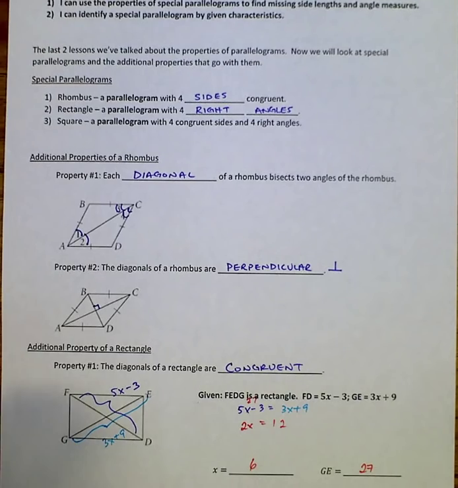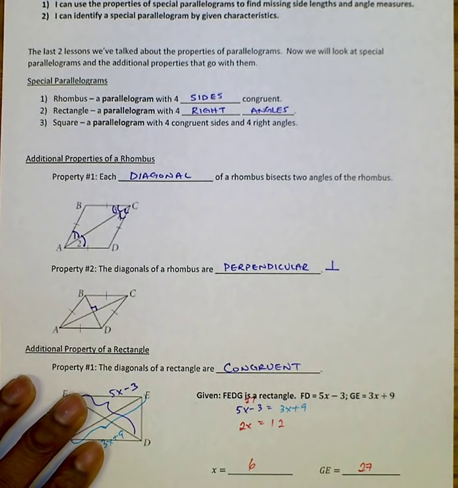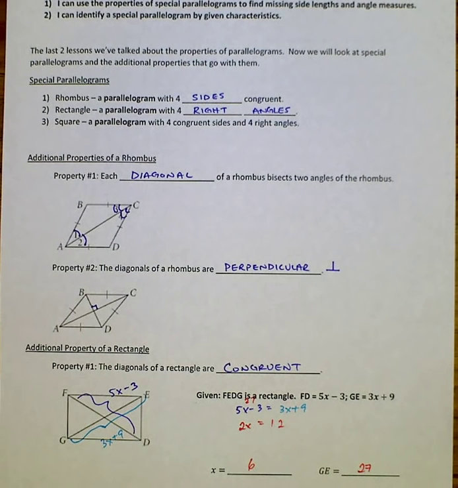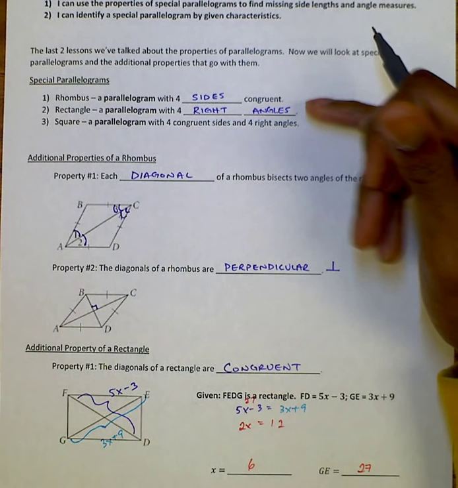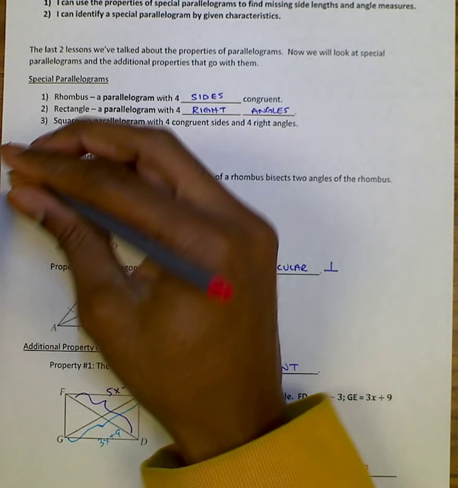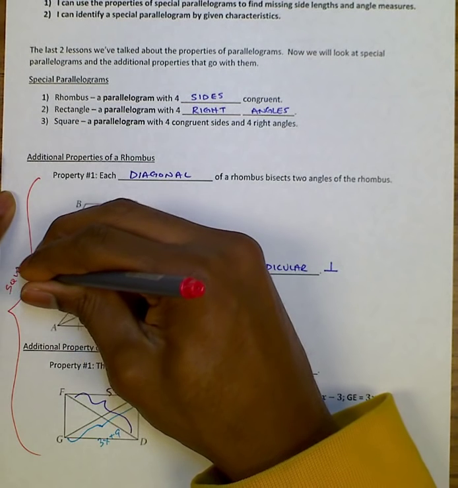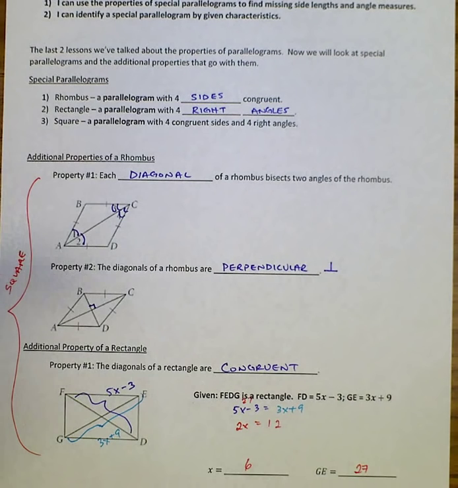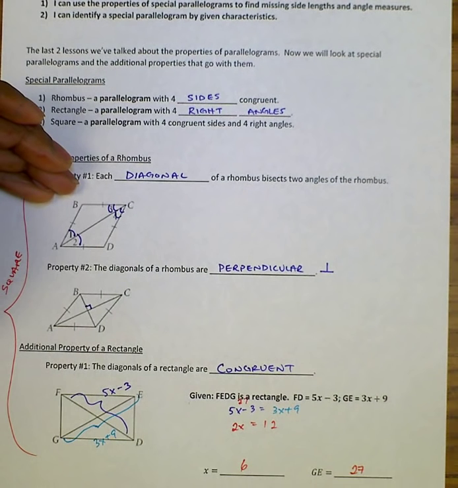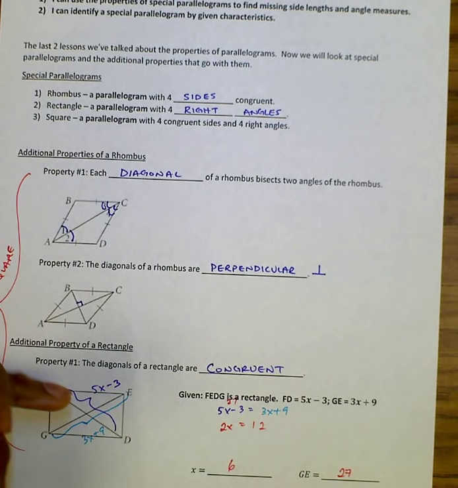Alright, let's talk about this really quick. You'll notice that we didn't really stop and give square its own section. When we talk about these special parallelograms, notice that a square has the properties of a rhombus and a rectangle. And so in a square, all these will be true. Each diagonal bisects two angles. The diagonals are perpendicular, as well as the diagonals being congruent.